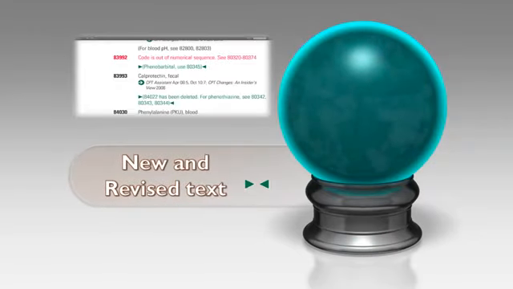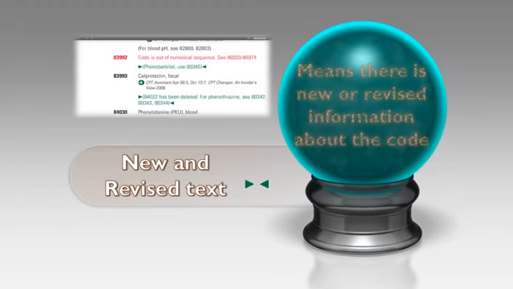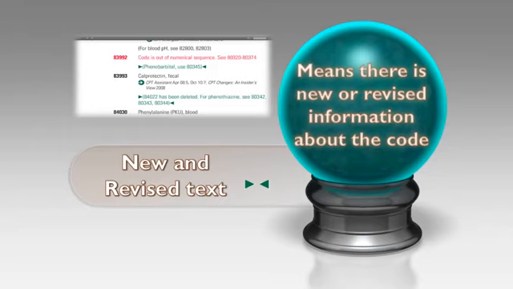Okay, new and revised text, the inverted triangles. That means that there is new or revised information about the code. Look at our examples. Right above 83993, and actually that applies to 83992. It means phenobarbital, and they're telling you if you're trying to code for phenobarbital, use 80345. So you see how important that is.